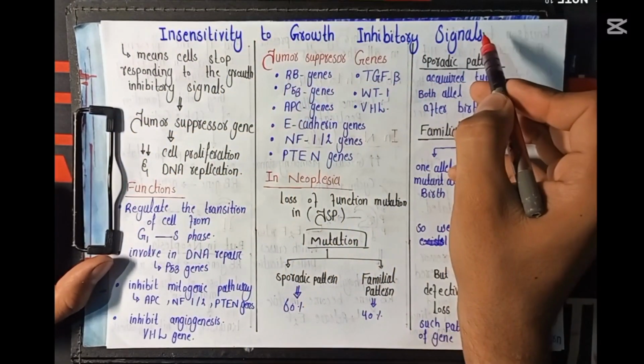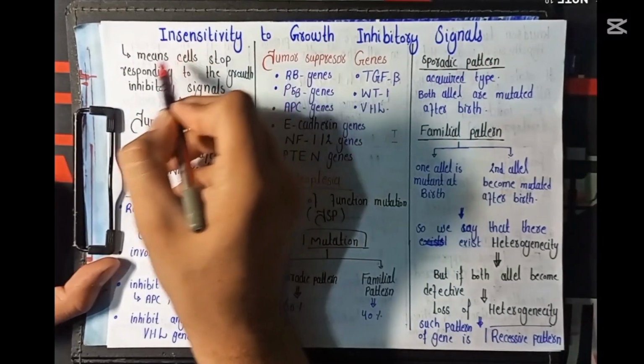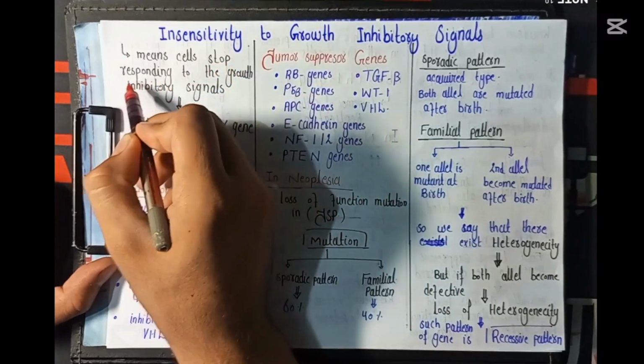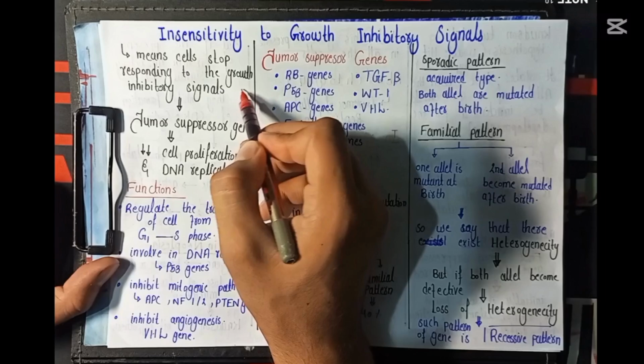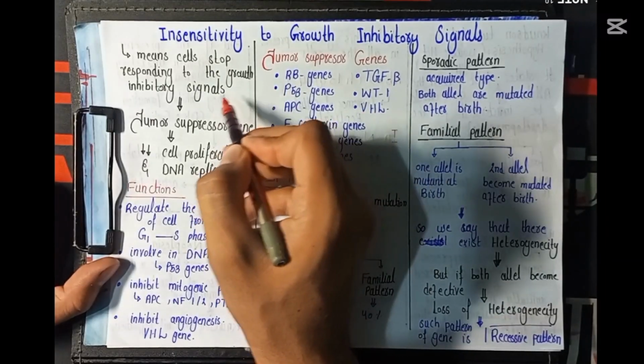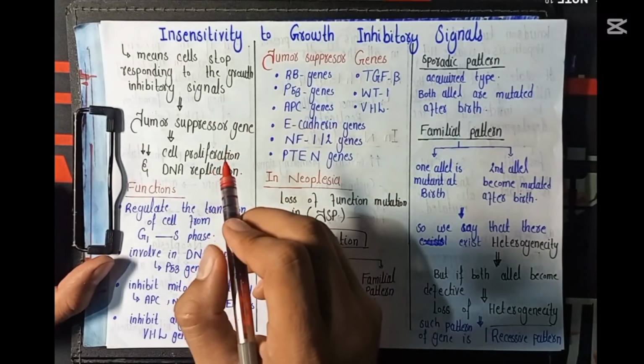So we were discussing the hallmarks of cancer, in which the second one is insensitivity to the growth inhibitory signals. Insensitivity means that the cells stop responding to the growth inhibitory signals, and there will be no inhibition of the cellular proliferation, and the cell proceeds towards neoplastic growth.